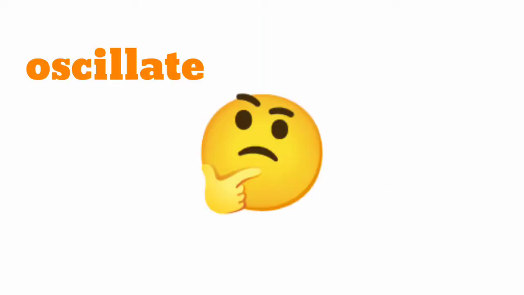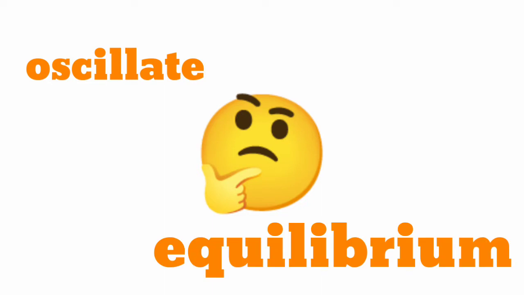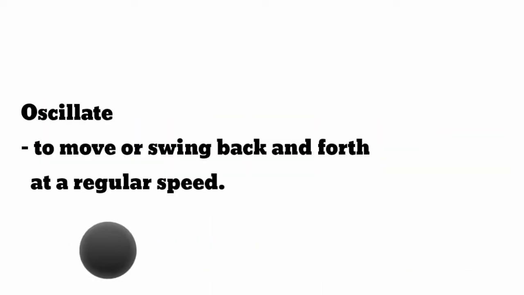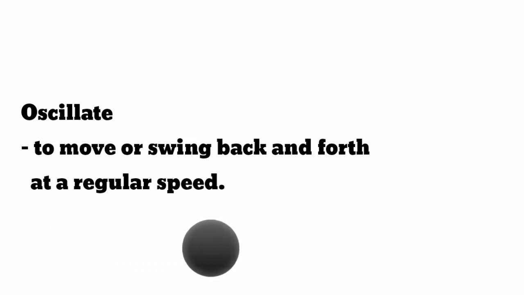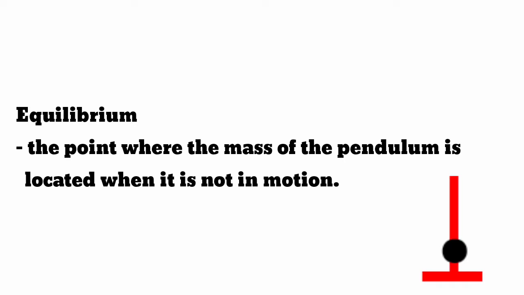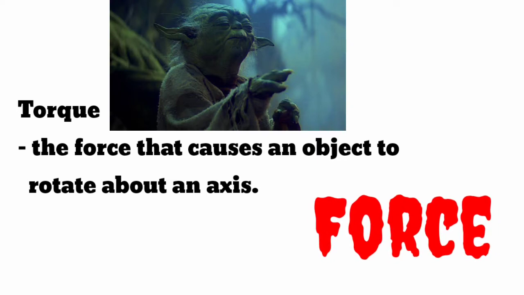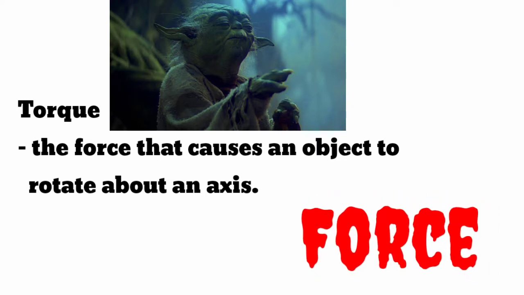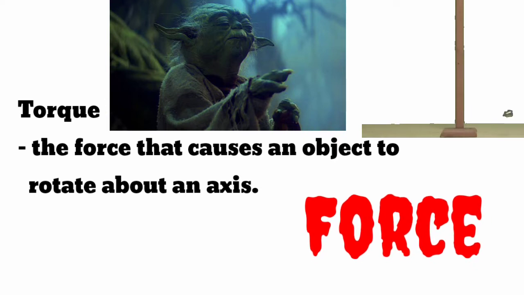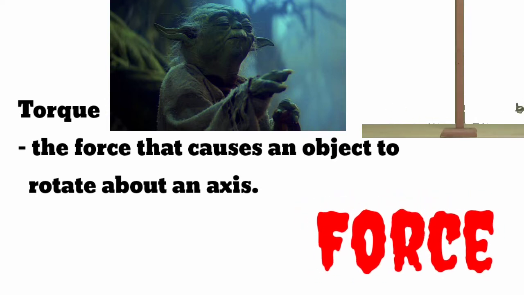Wait. Didn't understand it at all. What is oscillate? What is equilibrium? And what is torque? When we say oscillate, it means to move or swing back and forth at a regular speed. The equilibrium is the point where the mass of the pendulum is located when it is not in motion, while the torque is the force that causes an object to rotate about an axis. But in our case, a pendulum only rotates partially on an axis and not fully. But what does that mean?